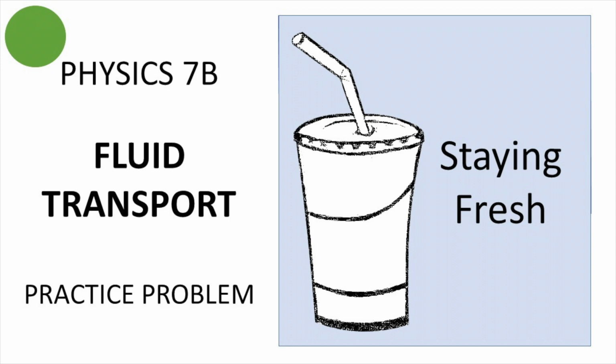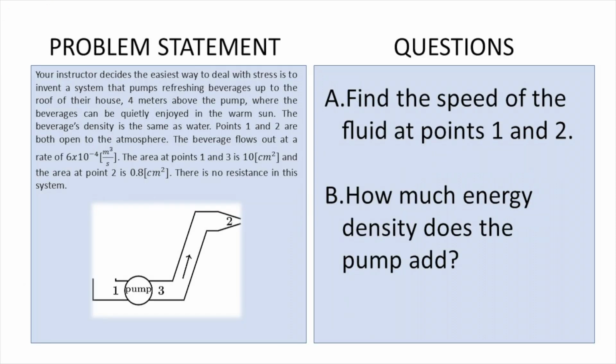So feel free to pause the video in order to copy the instructions. The problem that we're going to be solving is: your instructor decides the easiest way to deal with stress is to invent a system that pumps refreshing beverages up to the roof of their house, 4 meters above the pump, where the beverages can be quietly enjoyed in the warm sun. The density of the soda is the same as the water. So points 1 and 2 are both open to the atmosphere.